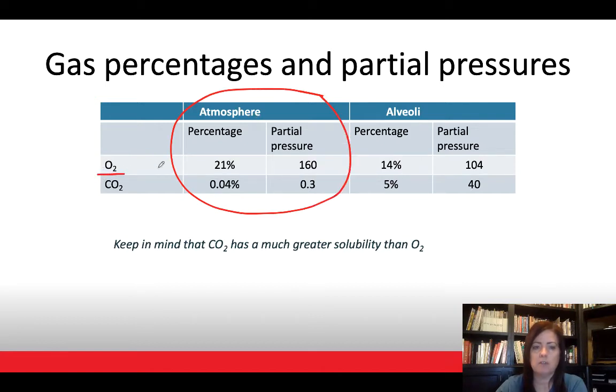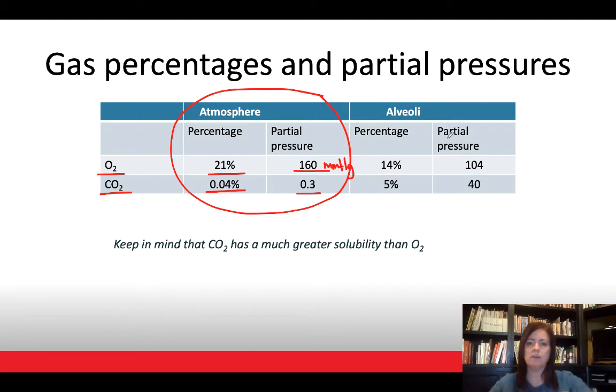So here's oxygen. Oxygen comprises 21% of our atmosphere. So 21% of the air around you is oxygen, which gives it a partial pressure of 160, and this would be millimeters of mercury, which is the units for pressure. On the flip side, carbon dioxide accounts for much less. In the atmosphere, it's down at about 0.04%, which gives it a partial pressure of 0.3. This is what we're going to be working with here, these partial pressures, and I'm going to show you how this relates.